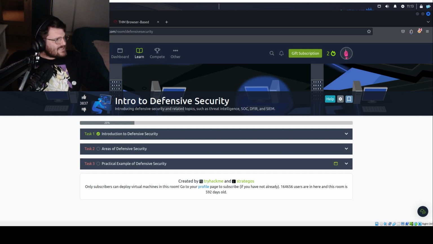Learning paths. We have the second area in the introduction to defensive security, areas of defensive security.